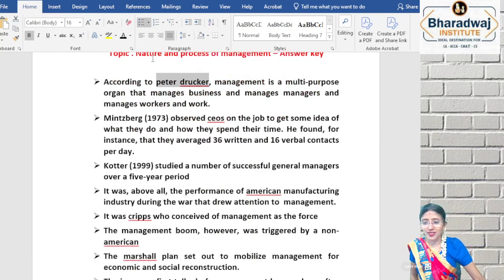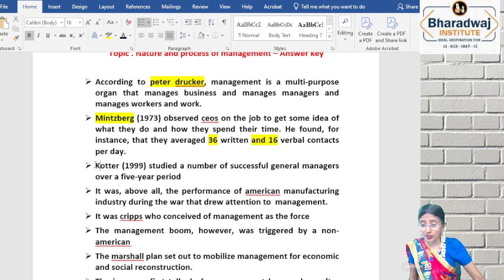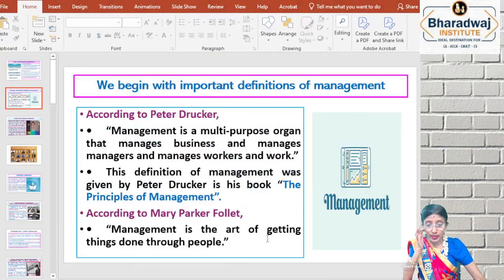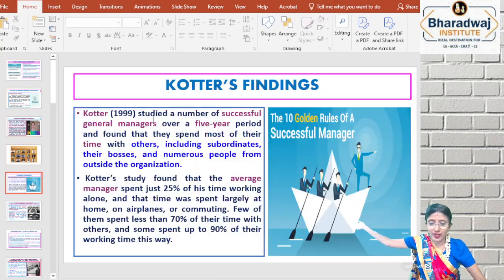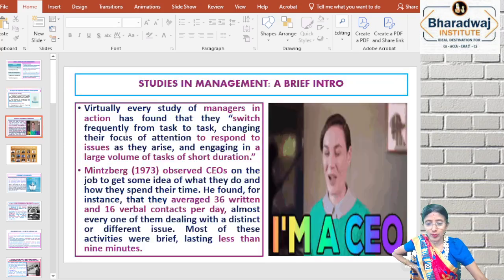According to Peter Drucker, Henry Mintzberg talked about CEOs and 36 written and 16 verbal contacts. It's a very important study by Henry Mintzberg. Okay. Kotter's findings, you would have studied one separate slide I gave on this because he was the one who studied successful managers over a period of 5 years. In fact, that slide is also there. I can even show you that. The heading itself will be Kotter's findings. See? Do you see that? Henry Mintzberg study and all will be there. CEOs. So that's why I told you follow the slide. It's easy.